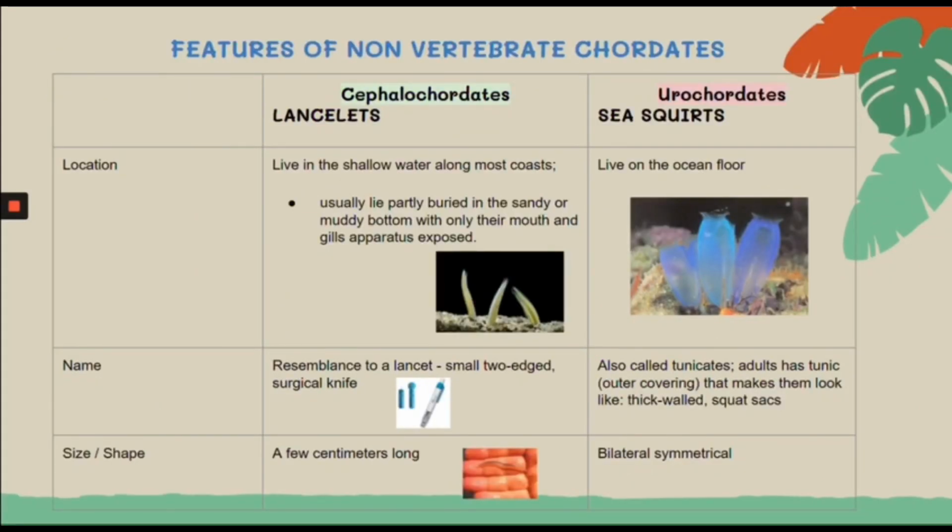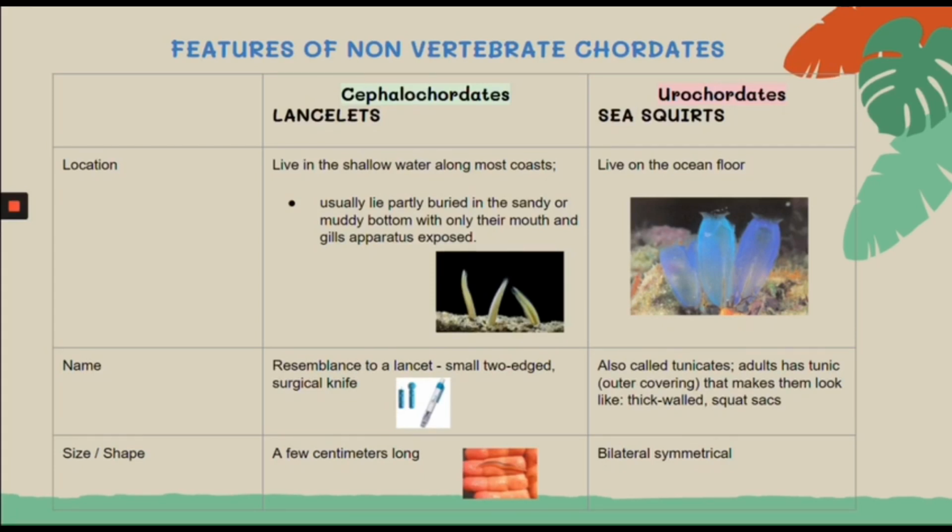We are going to learn about the features of non-vertebrate chordates. Firstly, where are these non-vertebrate chordates located? The lancelet is located in the shallow water along most coasts. As you can see in this picture, it usually lies partly buried in the sandy or muddy bottom with only its mouth and gill apparatus exposed, while the sea squirt lives on the ocean floor.